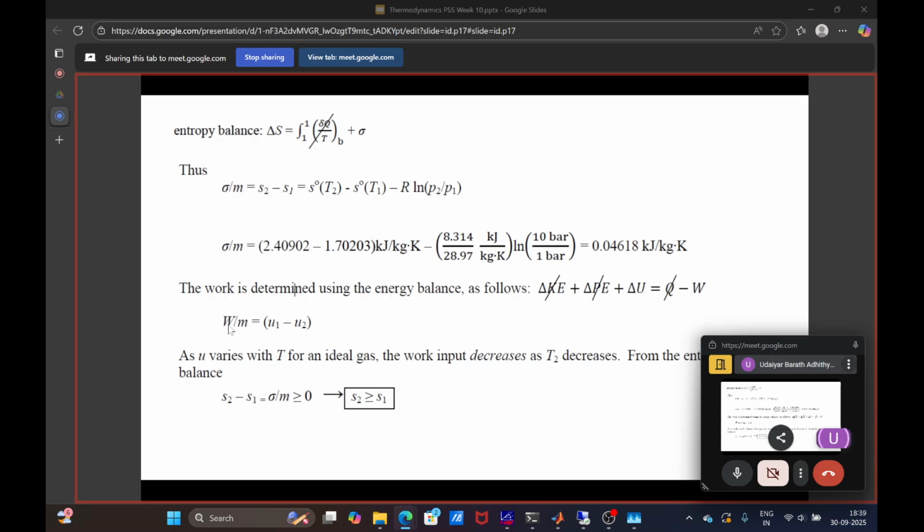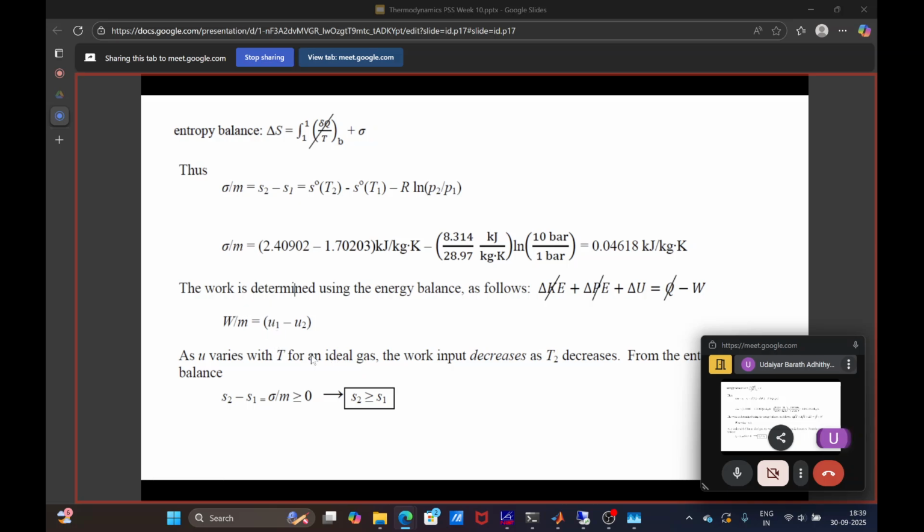So if you see here, work is directly proportional to your change in internal energy, and internal energy is a function of temperature for an ideal gas. So U can be written as a function of temperature. So if your temperature varies, your work done will also vary.